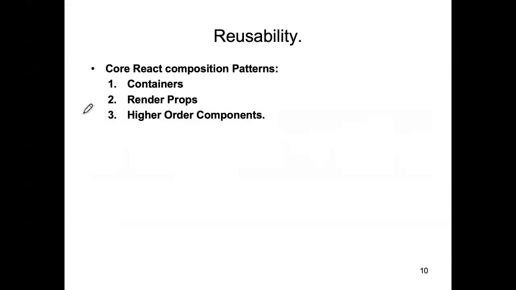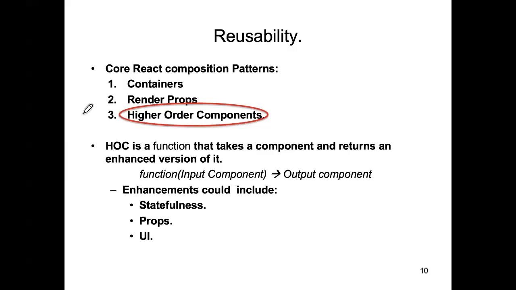Next, we look at the higher order component option for implementing composition. To give you a definition, a higher order component is a function, which you may not get from the name, that takes a component as an input and returns an enhanced version of that component. You can see from the signature here, it's as simple as that.